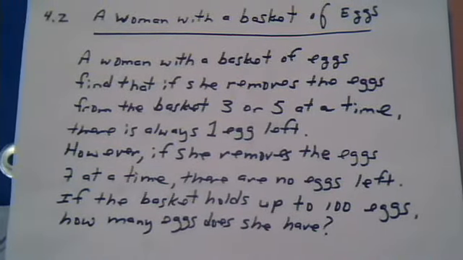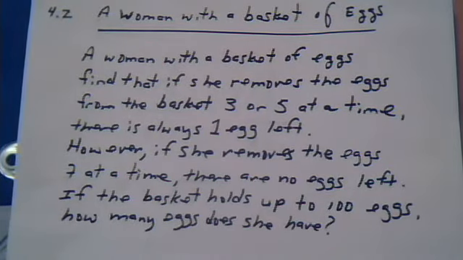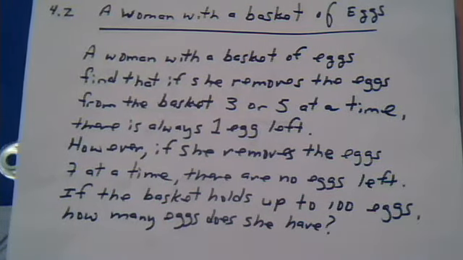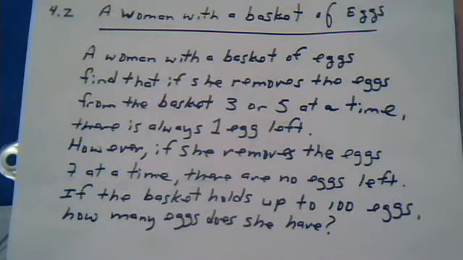A woman with a basket of eggs finds that if she removes the eggs from the basket 3 or 5 at a time, there's always 1 egg left. However, if she removes the eggs 7 at a time, there are no eggs left. If the basket holds up to 100 eggs, how many eggs does she have?